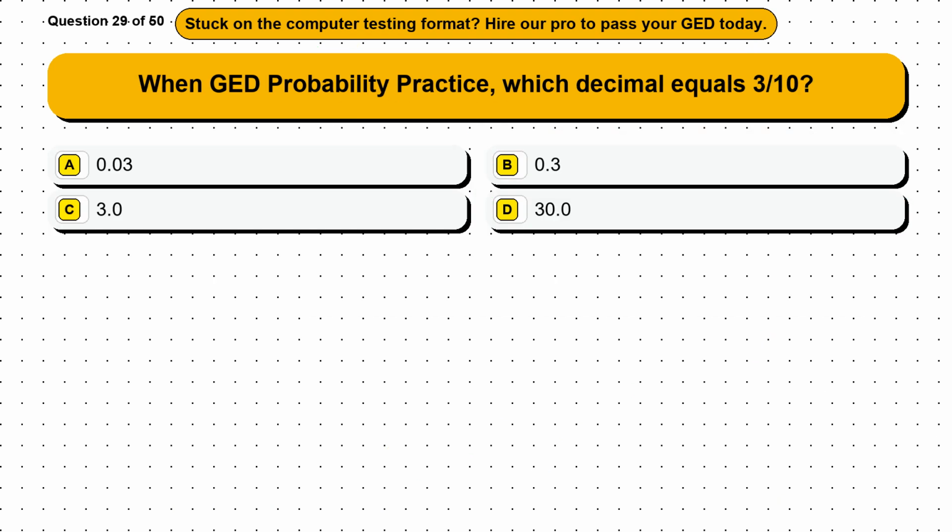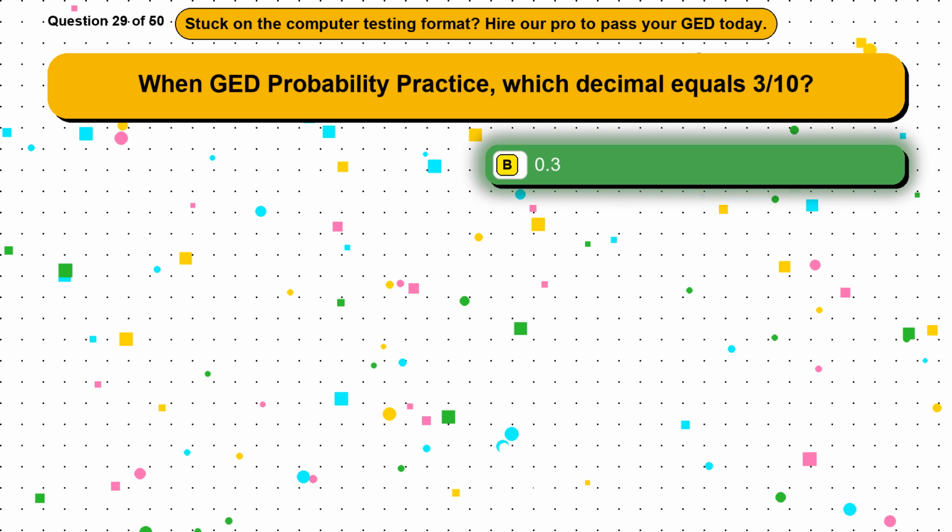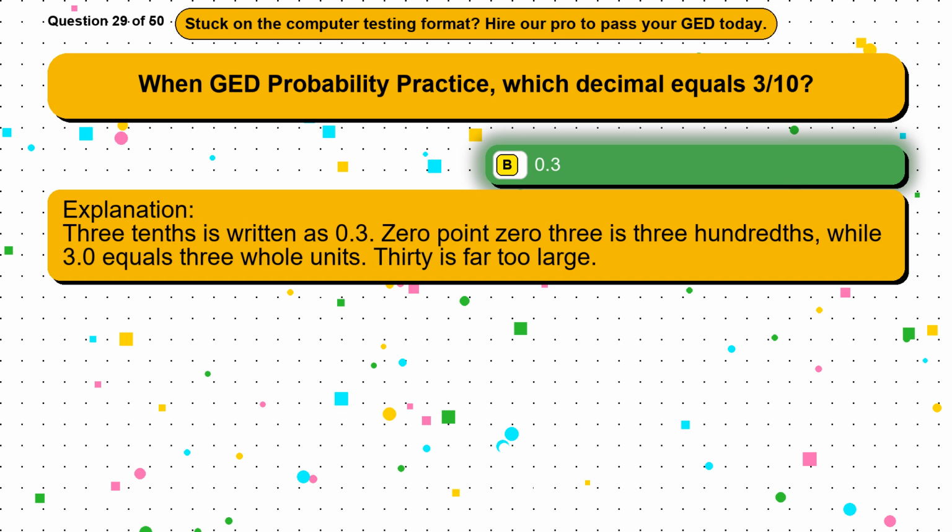Question 29. When GED probability practice, which decimal equals 3/10? Option A, 0.03. Option B, 0.3. Option C, 3.0. Option D, 30.0. The correct answer is option B, 0.3. 3/10 is written as 0.3.